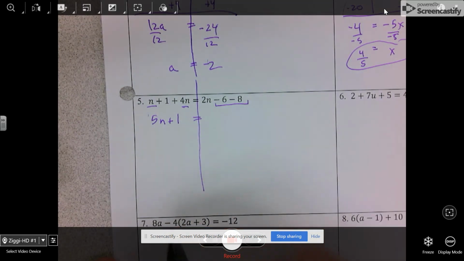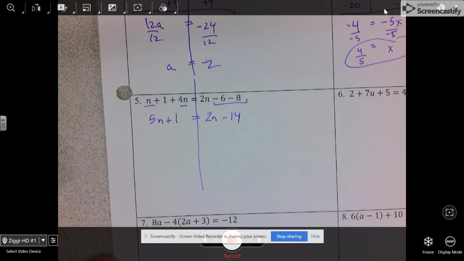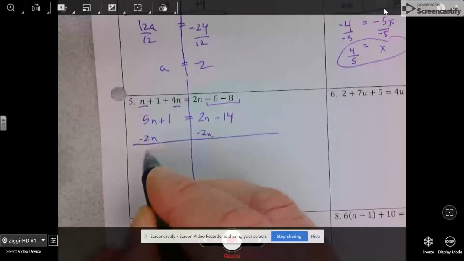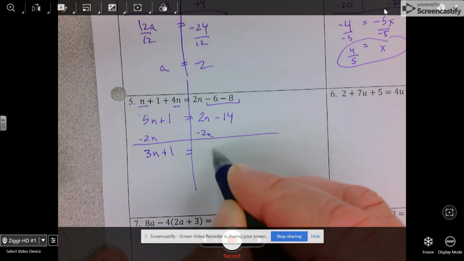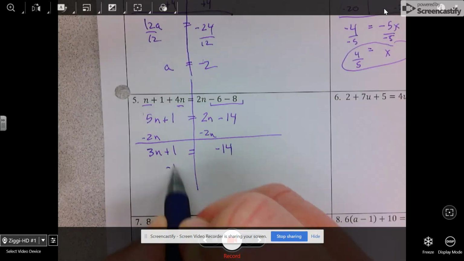Okay, now I haven't changed it to a problem that is like the one above it yet, because I have variables on both sides. So I want to get the variables to one side first. It doesn't matter which side. I usually try to move it to the left so I'm consistent. So to do that, I'm going to subtract 2n from both sides. 5 minus 2 is 3. Bring down the negative 14. Now I have changed it into a problem that's like all the other ones. Math's about changing something into something you know how to do. So cover up the variable, do the opposite. 3n equals negative 15. Divide by 3, divide by 3, n equals negative 5.